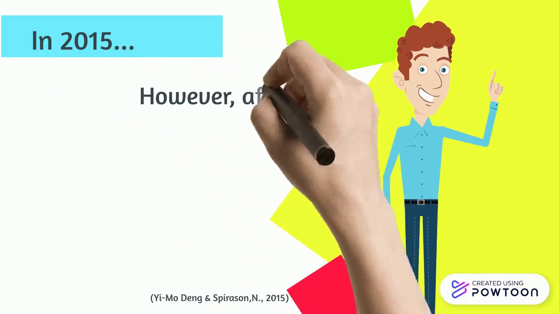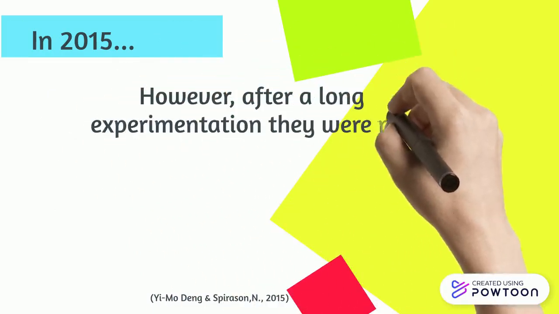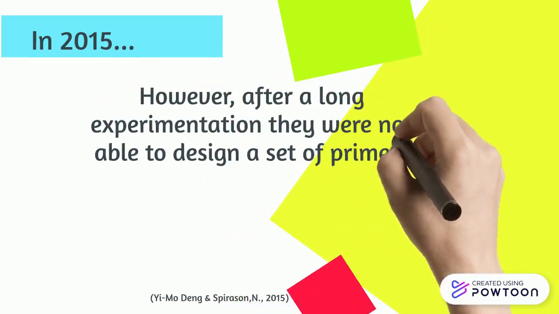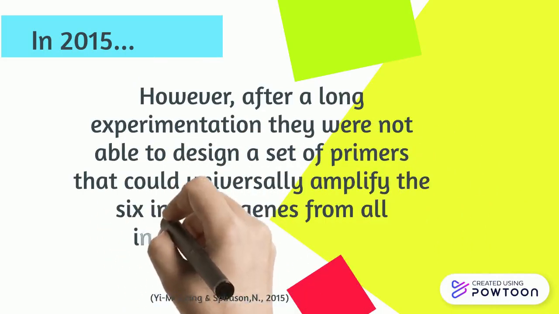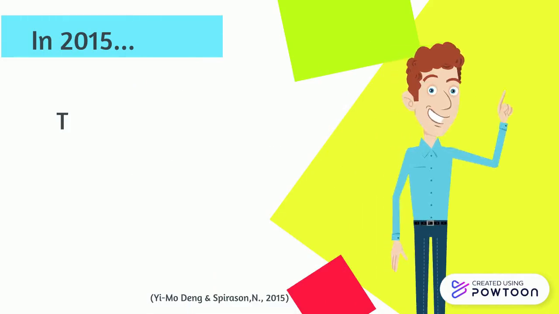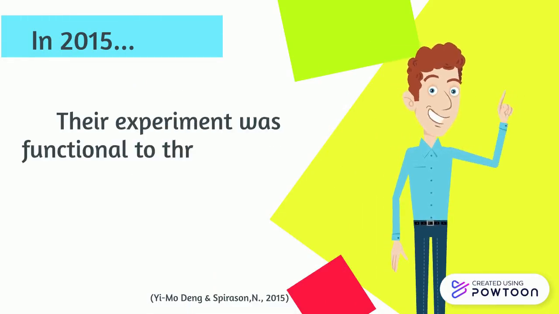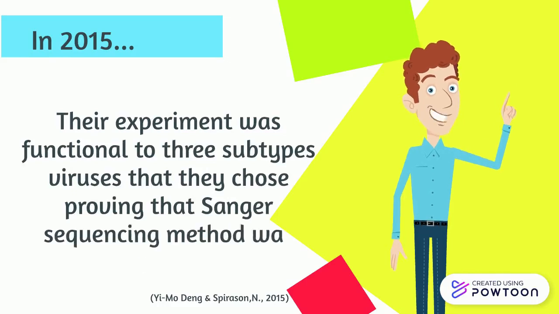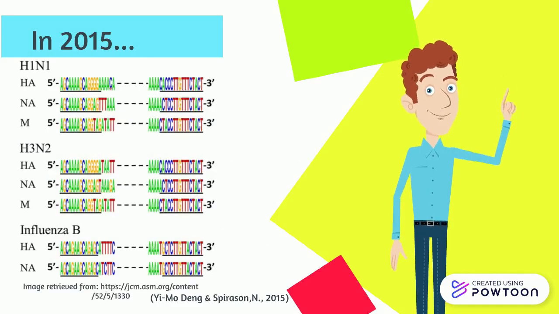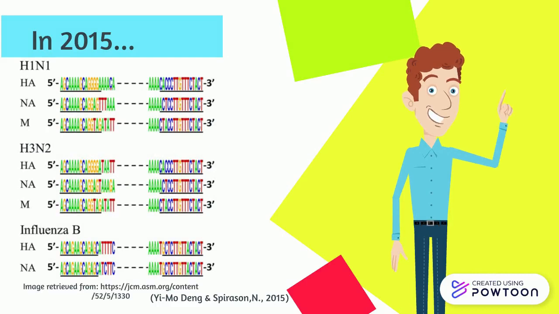However, after long experimentation, they were not able to design a set of primers that could universally amplify the 6 internal genes from influenza A subtypes. Their experiment was functional for the 3 subtype viruses that they chose, proving that the Sanger sequencing method was useful, but influenza A virus had too many variants for them to find all the primers needed for the sequencing.